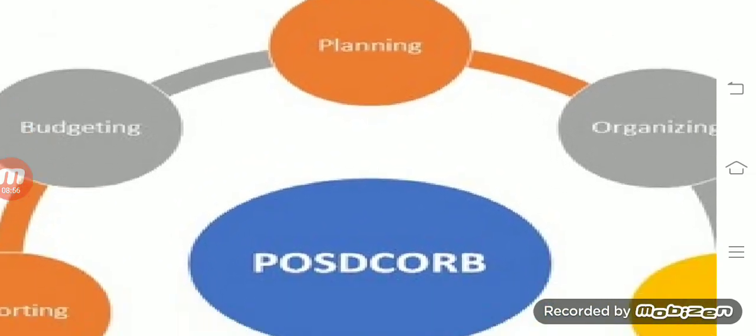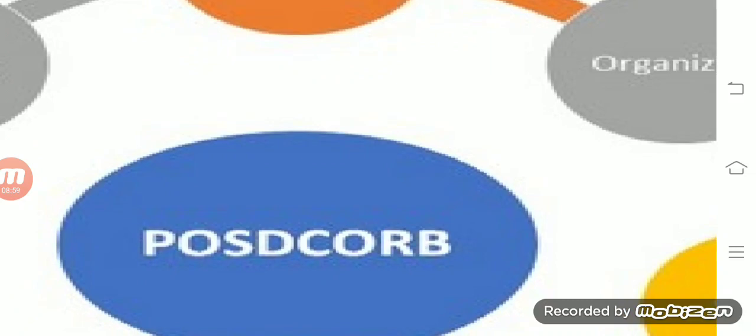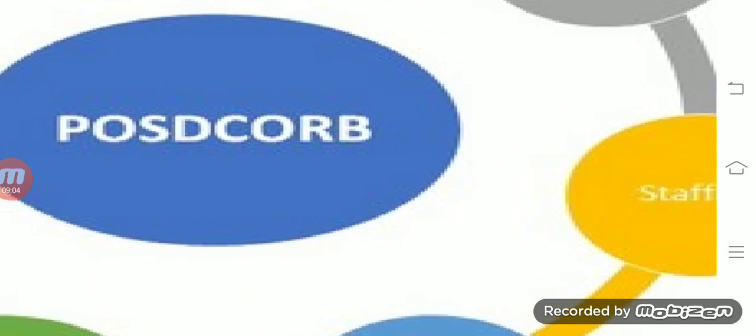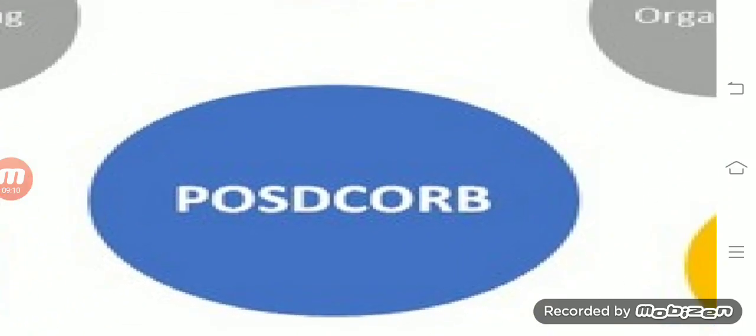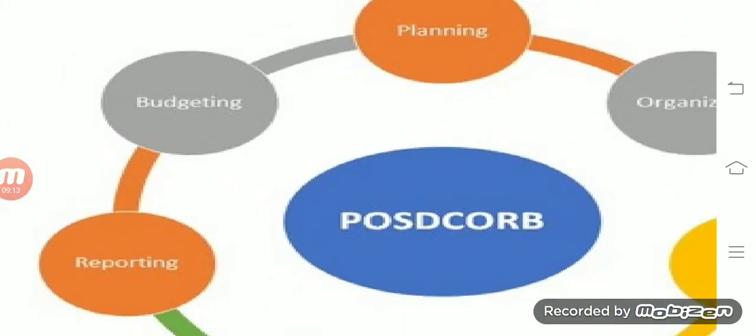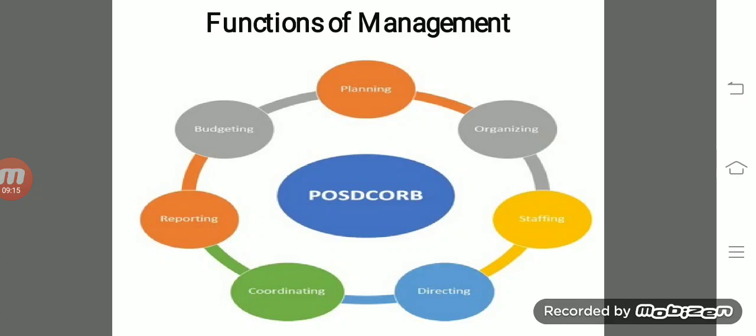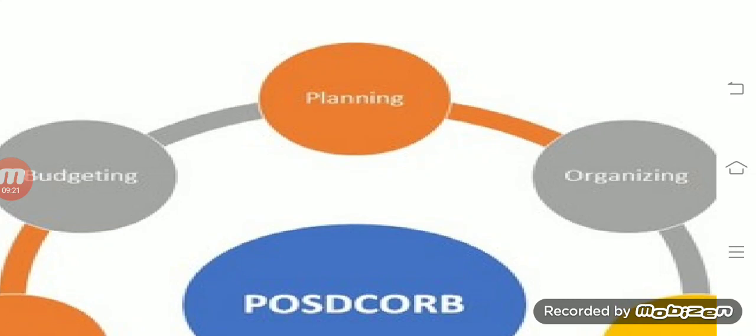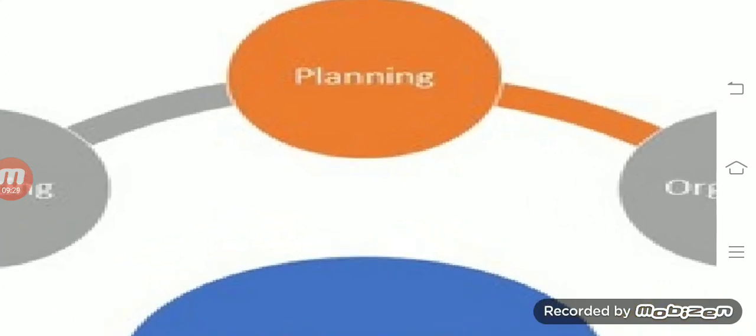P for planning, O for organizing, S for staffing, D for directing, CO for coordinating, R for reporting and B for budgeting. Okay, so these are the functions of management. So start with the first point. What is planning in the management? Planning is nothing but whatever activities we are going to perform in the future, we are deciding this process in the present. It's called planning.